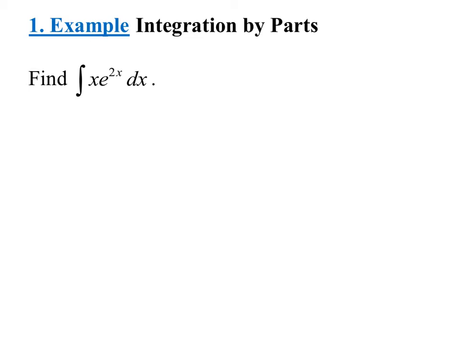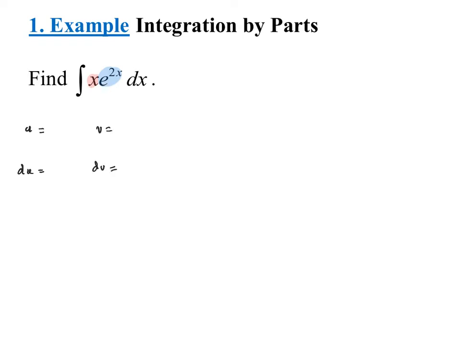What we need to do is realize that we have two functions here. This is a product of two functions. The first function we have is x, and the second function we have is e to the 2x. And so we're going to set this up. We're going to have a u, we're going to find the derivative of u, we're going to have a v, and we're going to find the derivative of v.